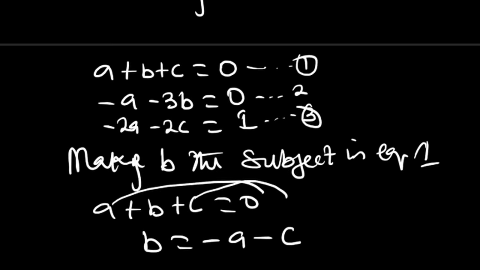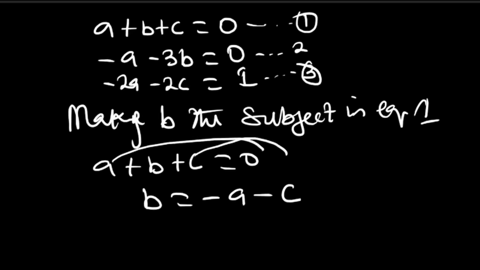Correct. All right, so now I'm going to substitute. Wherever I see b in equation 2, I will substitute this value. Remember that we don't have a b in equation 3. We only have it in equation 1 and 2. And since I've made it the subject, I'm going to substitute the value of b. The value of b is minus a minus c. So wherever I see b in equation 2, I'm going to replace it with minus a minus c because that is the value of b.